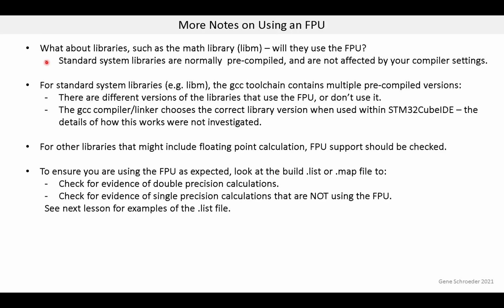And that's true, but rest assured there is a solution, and that is that the GCC toolchain contains multiple pre-compiled versions of these libraries. In fact, it contains quite a few versions. And in particular, there are versions of these libraries that use the FPU versus don't use the FPU. So when you're building your project, the GCC compiler and linker uses your settings in order to choose the correct version of these libraries. I verified this for my project, which I built inside the STM32Cube IDE. However, this IDE is based on makefiles, so if you write your own makefiles, I expect this would work exactly the same. However, I didn't really look into the details of specifically how this works.